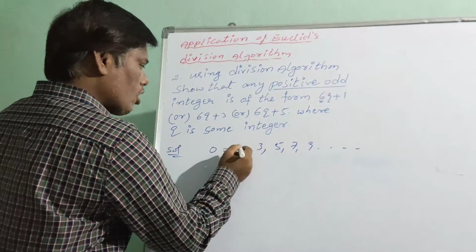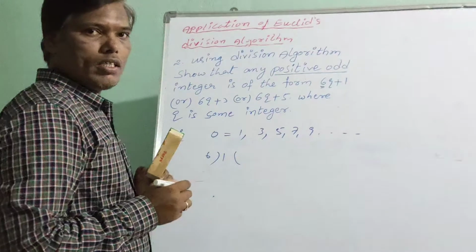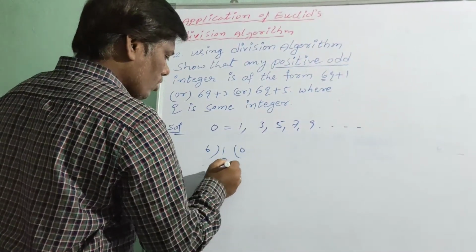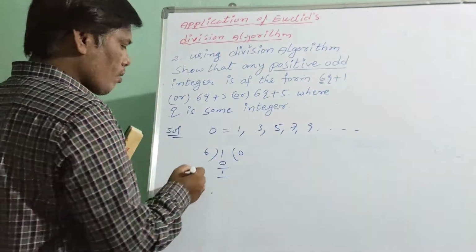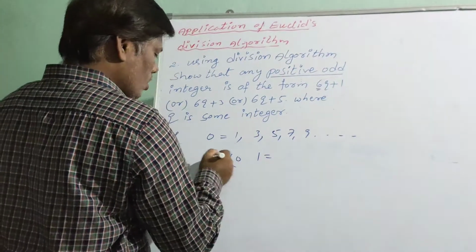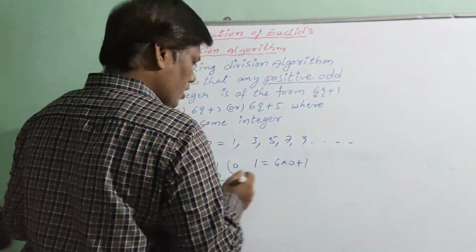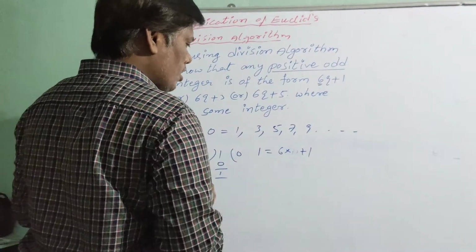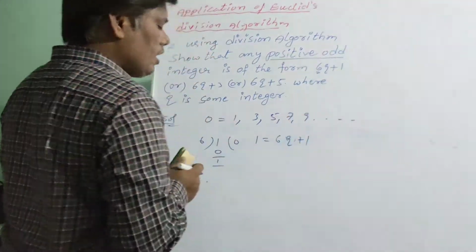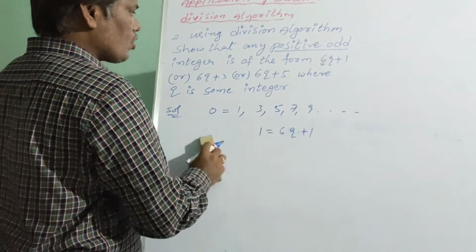So let us take the odd positive integer 1 and divide it by 6. What will we get? 6 into 1, 6 won't go. Then 6 into 0 is 0. Then 1 is the remainder. So if you take 1, dividend is equal to divisor into quotient plus remainder. Quotient is 0, so it is 6 into 0 plus 1. Here 1 is in the form of 6q plus 1.